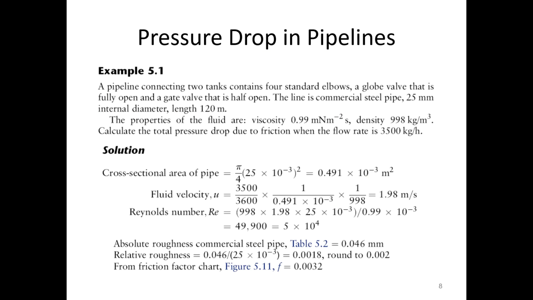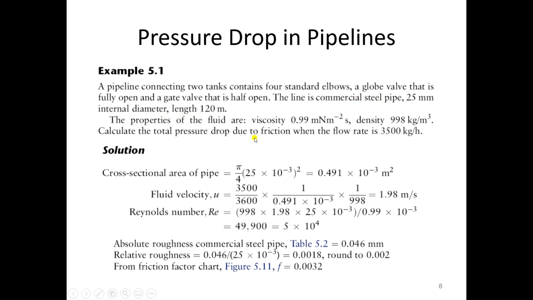So example 5.1, this one is from the textbook. A pipeline connecting two tanks contains 4 standard elbows. So remember all of these fittings and the valves. So we have 4 standard elbows, a globe valve that is fully open. This is important information. The globe valve is fully open, and then the gate valve is half open. The line is commercial steel pipe, with a 25 millimeter internal diameter and a length of 120 meters.